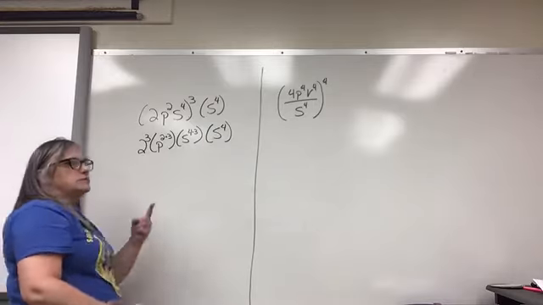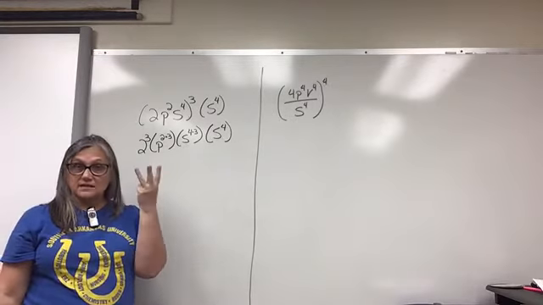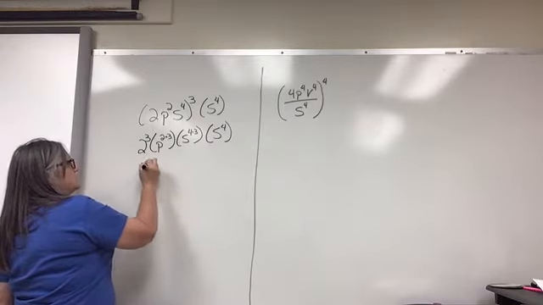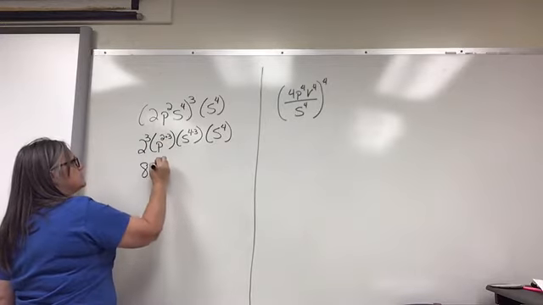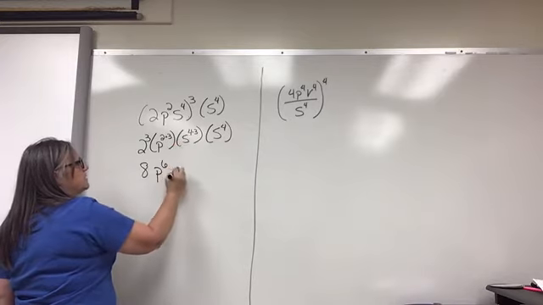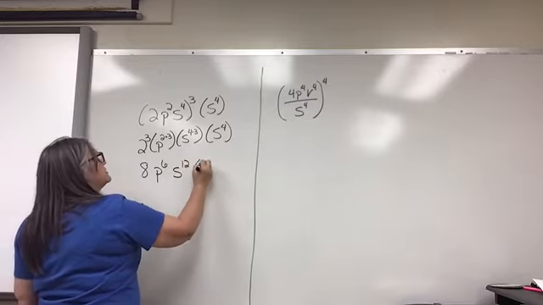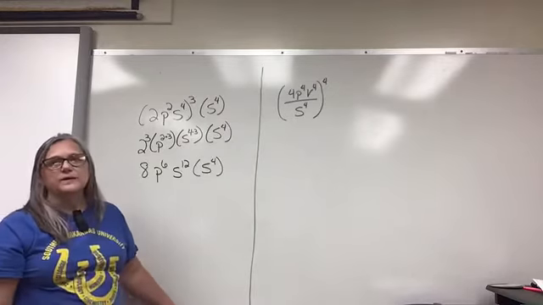Now let's do the operations. So 2 times 2 is 4, and 4 times 2 is 8. I've used 2 three times, so that would be 8. P to the 2 times 3, 2 times 3 is 6. S to the 4 times 3, 4 times 3 is 12. And I'm still multiplying this times s to the 4th because I haven't done anything to it.